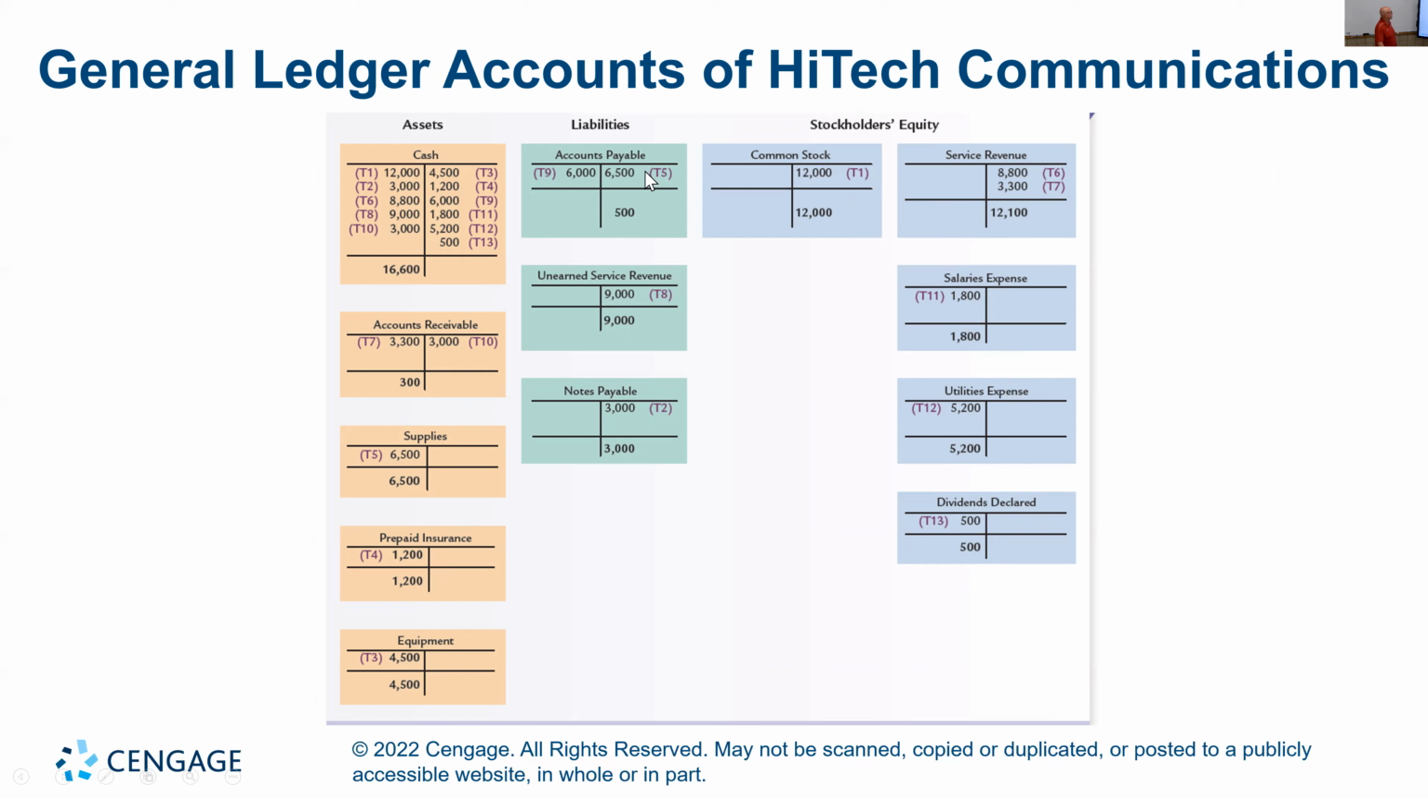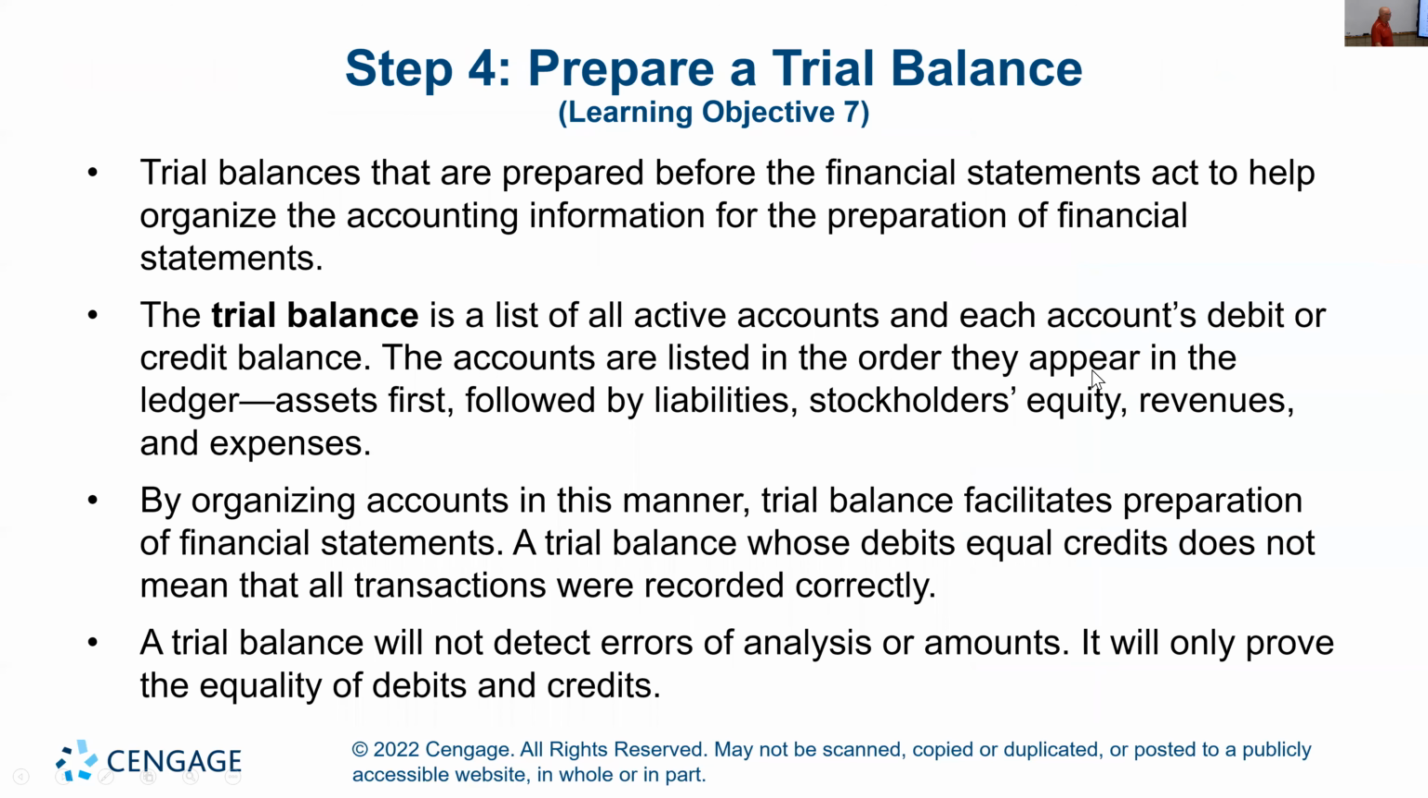If, for example, we would have paid off all of the accounts payable, and it had a 0 balance, we would not need to put that onto our trial balance. So we're only going to list the ones that have a balance. Okay.